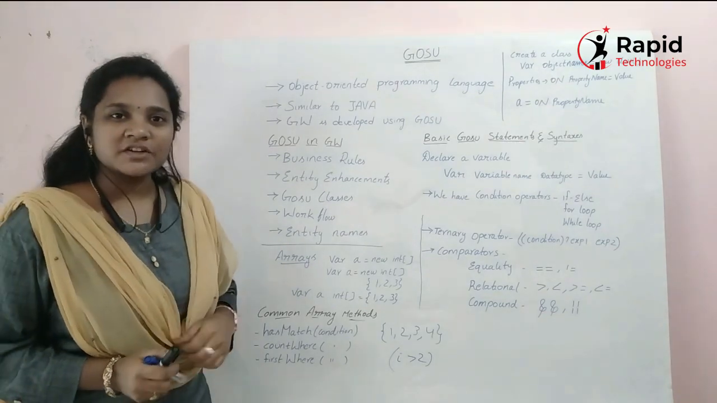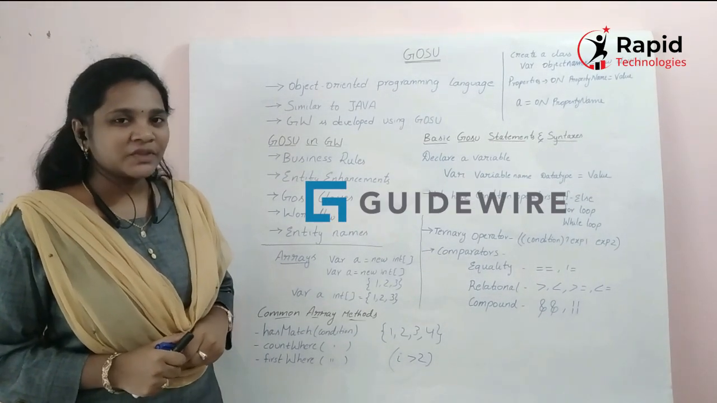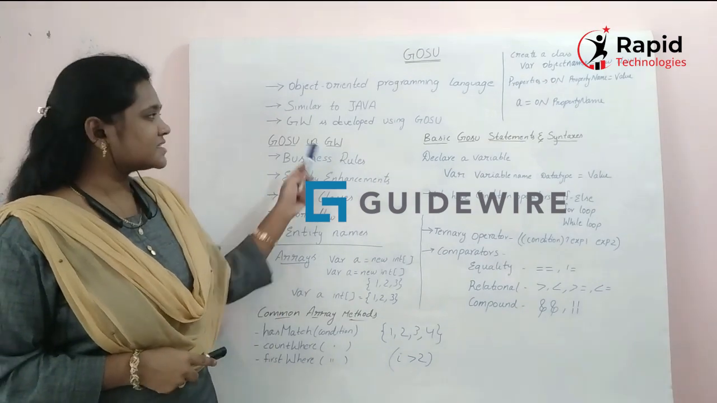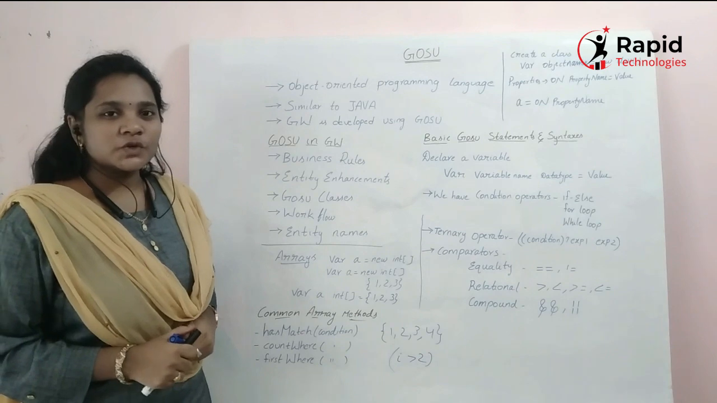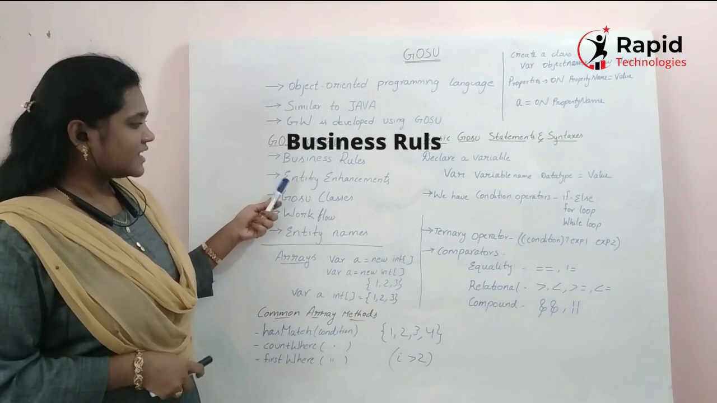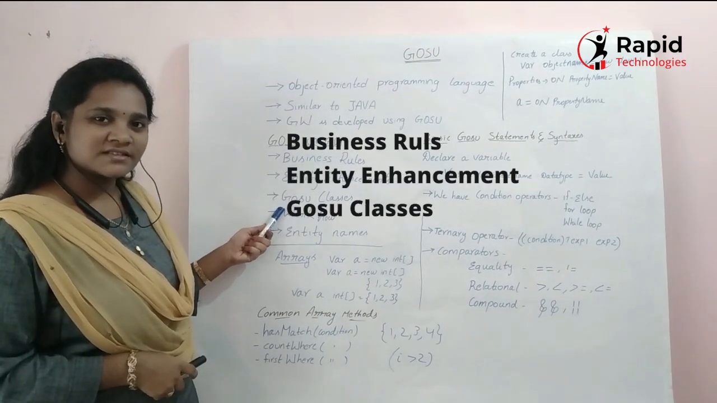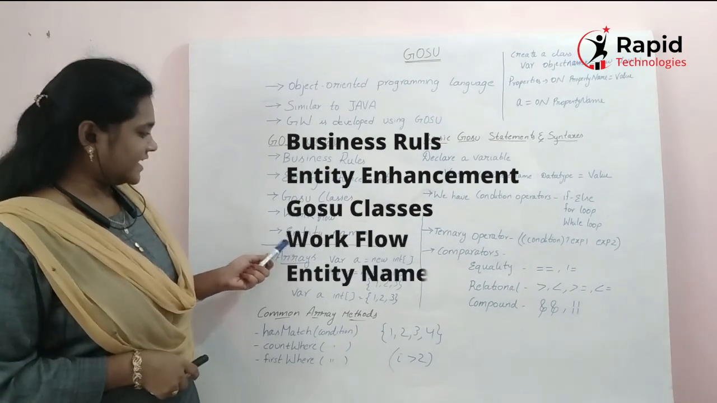Here in Rapid Technologies, we work on Guidewire projects. So our Guidewire technology is developed using Gosu language. In Guidewire, we use Gosu language for developing business rules, entity enhancements, Gosu classes, workflow and entity names.